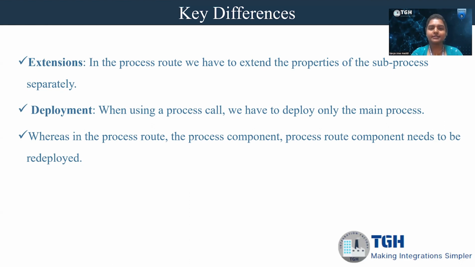Using process call, the sub-process properties can be directly extended in the main process extensions. Whereas when using process route, we have to separately extend the sub-process properties. Also, when doing the deployment, if you are using a process route, we have to separately deploy the process route component as well as the sub-process component. And when we are using a process call, if we deploy the main process, that automatically contains the sub-process component.